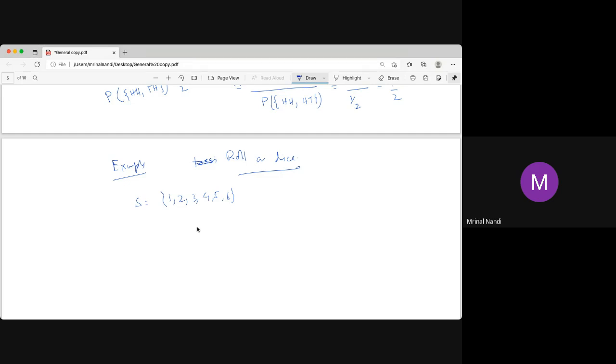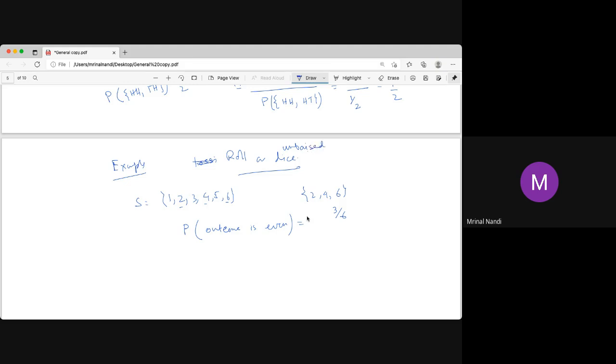If I say, just one time, the probability that the outcome is even. What is that? Even means just 2, 4, 6. So it is 3 by 6. Yeah, that is a fair die, an unbiased die.